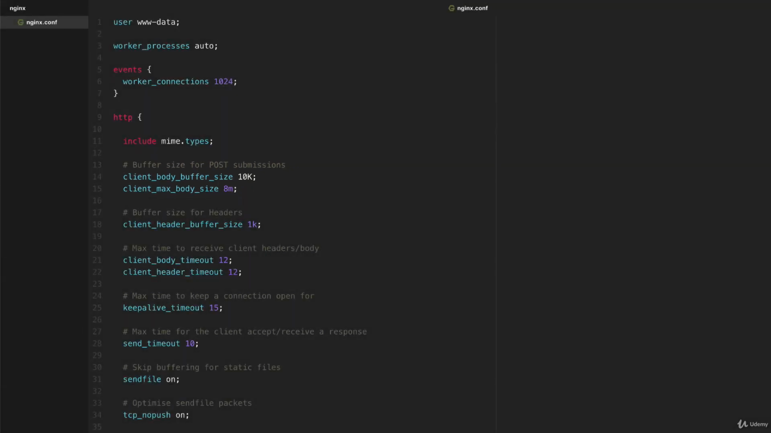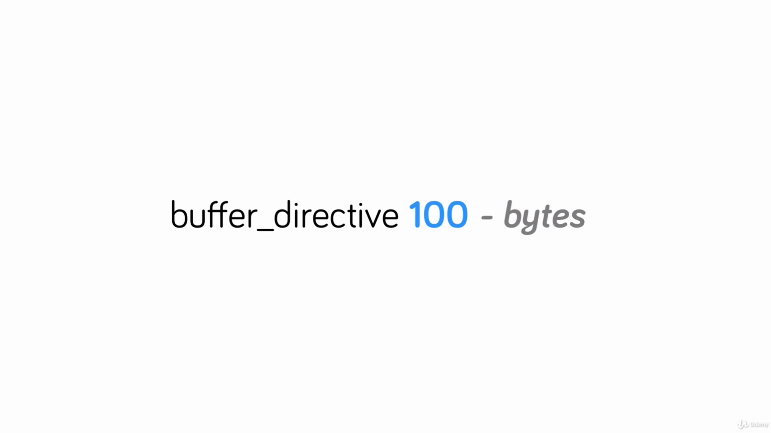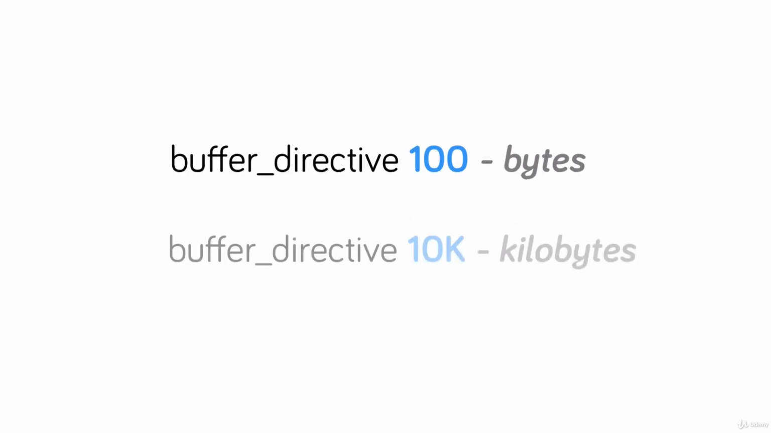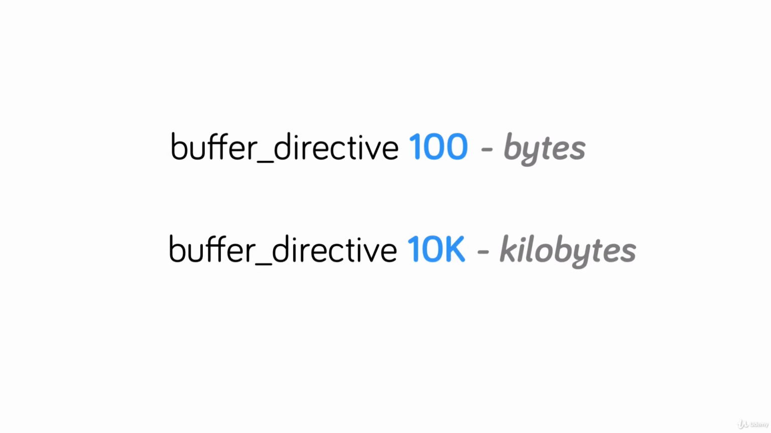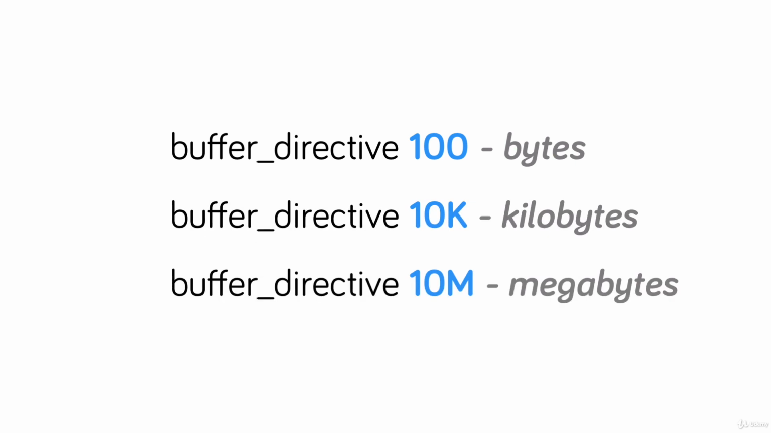For data sizes, Nginx supports a plain number, for example 100, which would equate to bytes, 10K, as we have it here, which equates to kilobytes, or 10M for megabytes. These can be written as either upper or lowercase. I've linked to the documentation for these unit syntaxes in the resources.